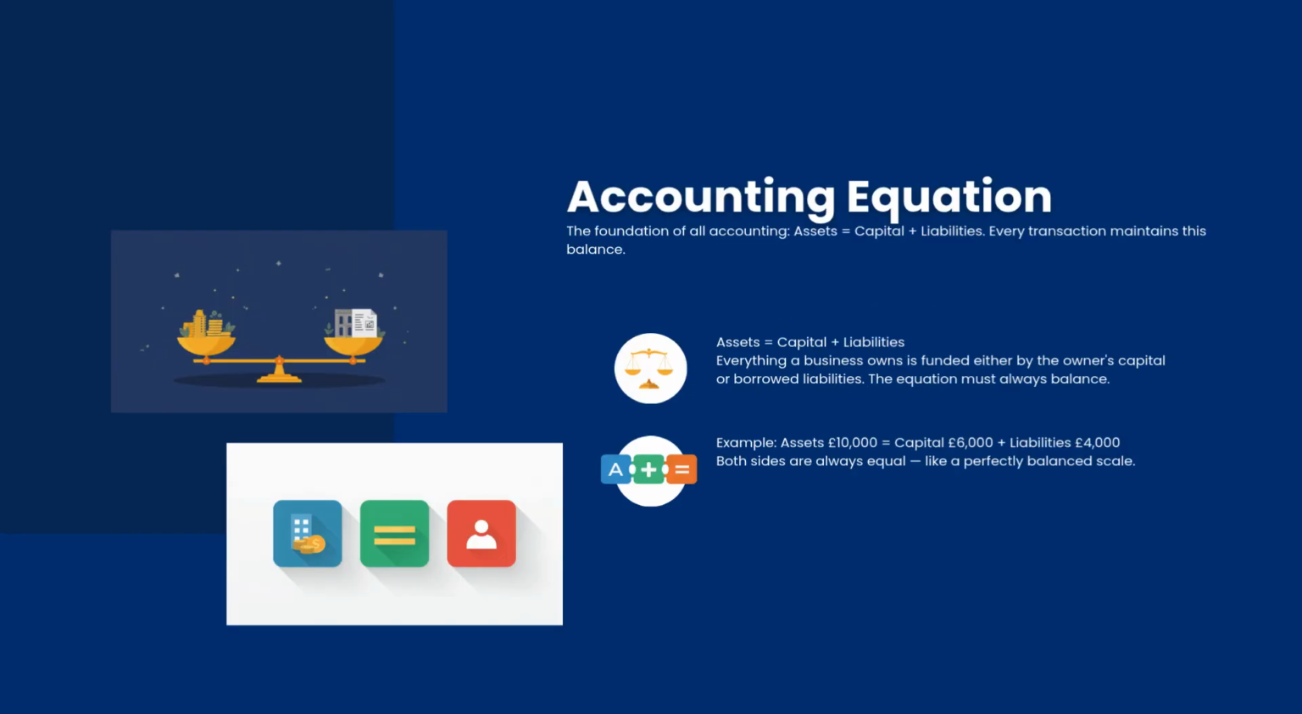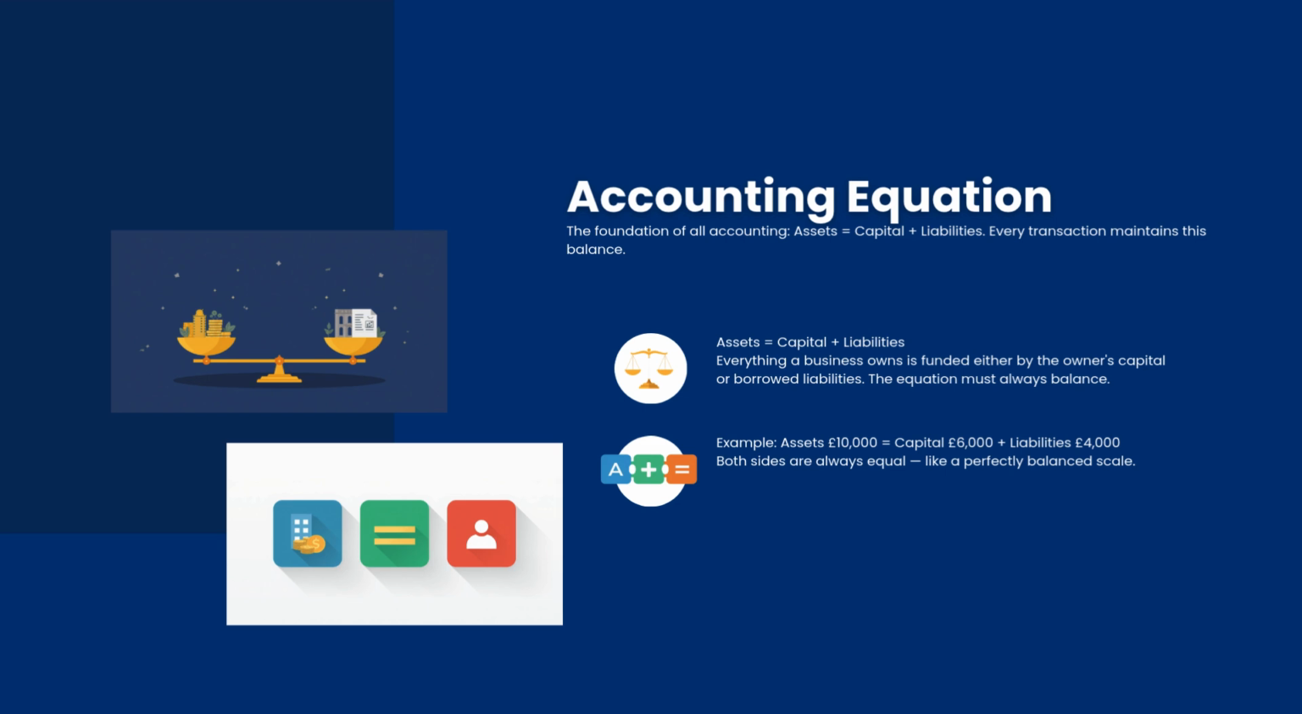Accounting equation. I previously mentioned this is a really cool topic. The accounting equation is the foundation of all accounting. Sorry, it's equal to assets are equal to capital plus liability, and every transaction that is made in the business really affects this. So what does it mean? Assets are equal to capital plus liability. Everything a business owns is funded either by the owner's capital or borrowed liability. The equation must always balance.